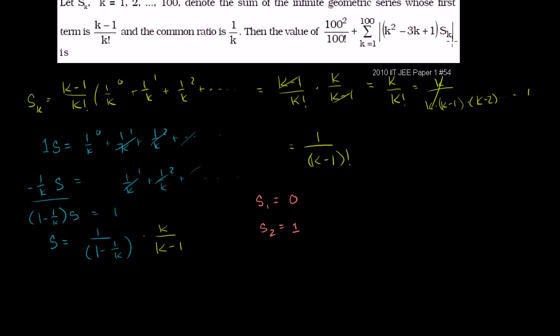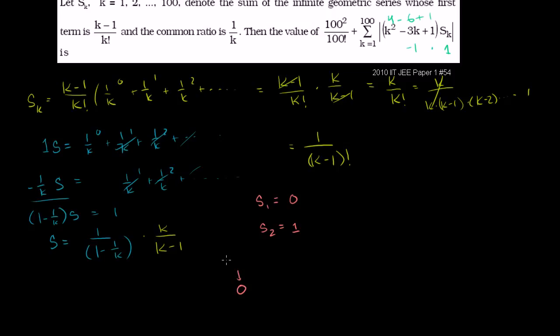When k is equal to 2, we have a 2 here. Let me just solve it this way, since we already got the 2 there, and then we can start from 3. When k is equal to 2, s sub 2 is equal to 1, and then we have 2 squared, so that's 4 minus 6 plus 1, so that's negative 1 times 1, which is negative 1. But then we take the absolute value of it. So the first term is going to be 0. The second term here is just going to be positive 1.